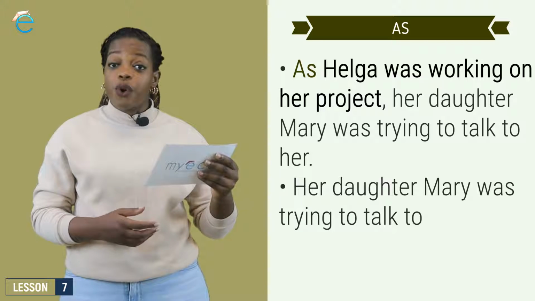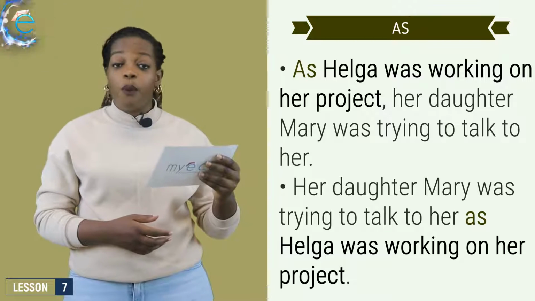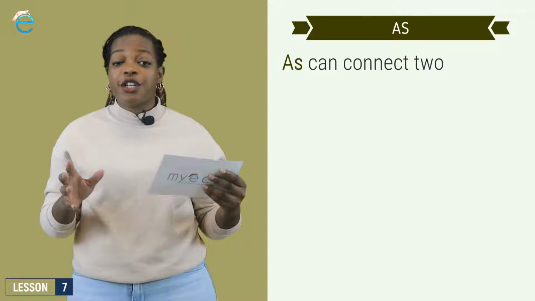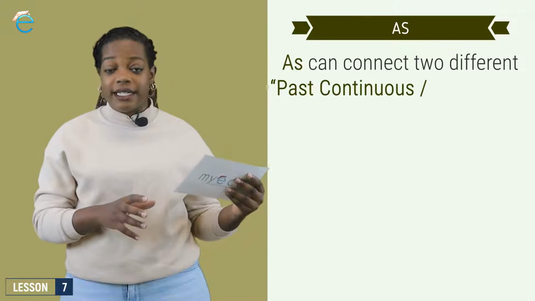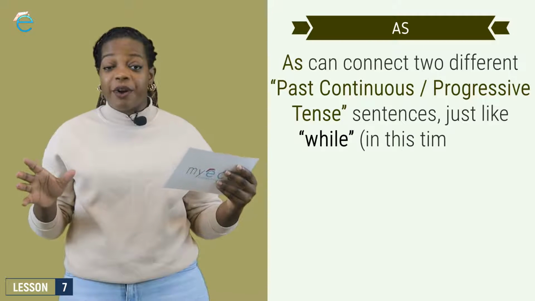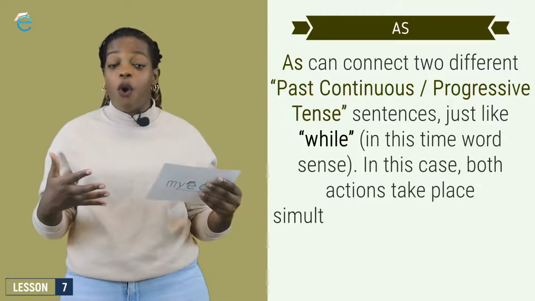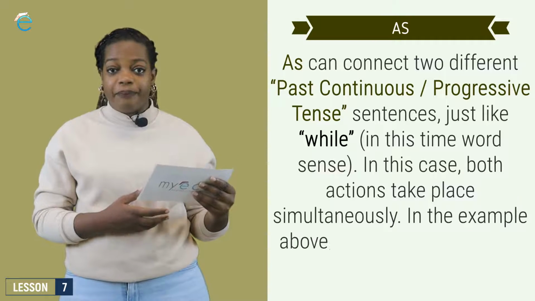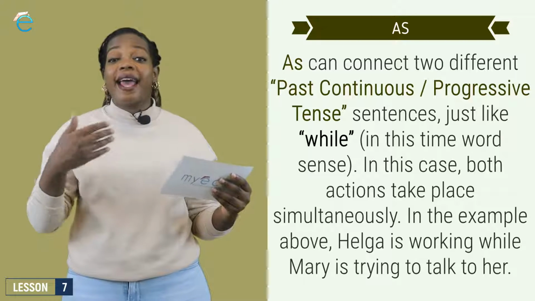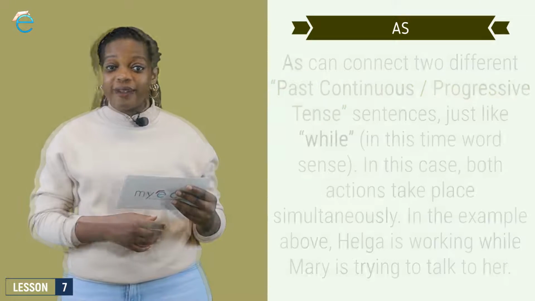Or, her daughter Mary was trying to talk to her as Helga was working on her project. As can connect two past progressive sentences just like while. These two past progressive sentences are happening simultaneously, or at the same time. So, her daughter was trying to talk to her, and at the same time, Helga was working on the project.